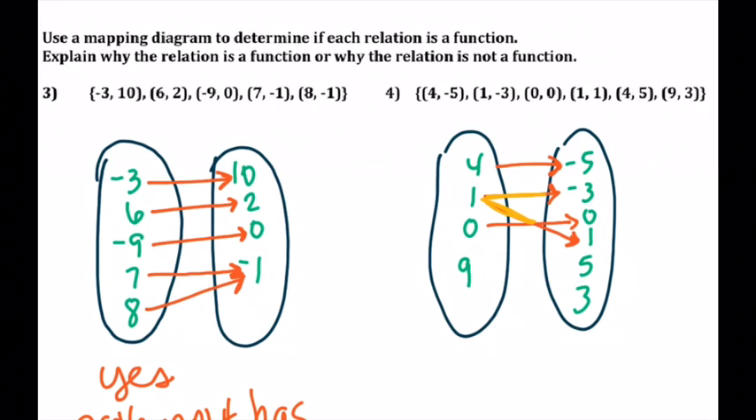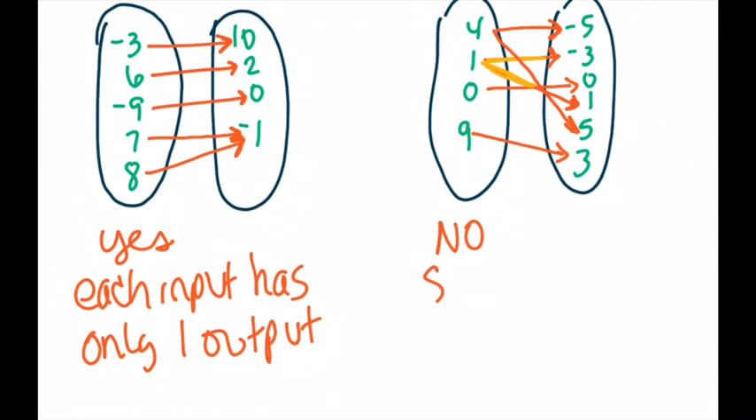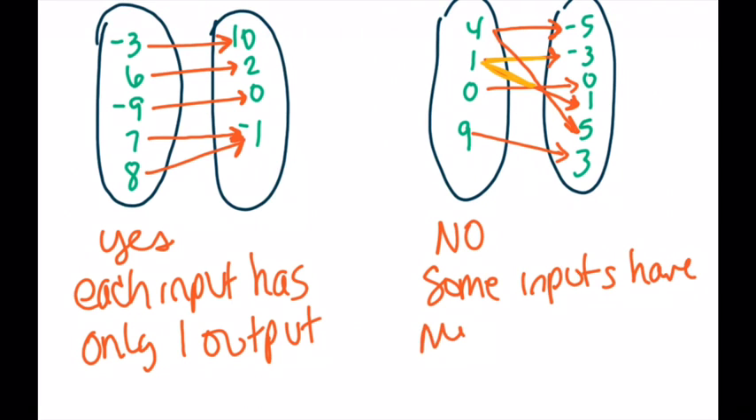And then where did I leave off? 1 goes with 1, 4 goes with 5. There's another reason why it's not a function. So I've got 2 reasons why. And then 9 goes with 3. And so this one is not a function, and there's 2 reasons why. It's because the input of 1 has 2 different outputs, and the input of 4 has 2 different outputs. Okay? So I'm going to say for this one is no. And it's because some inputs have more than one output. Okay, so that's how you can use a mapping diagram.